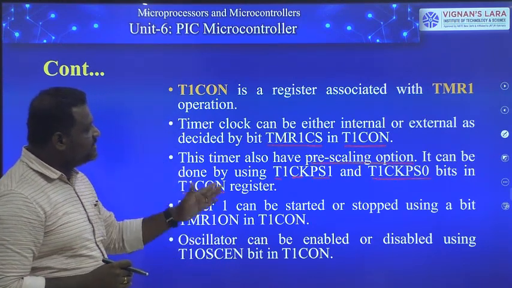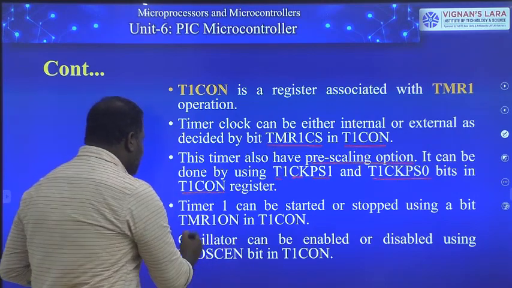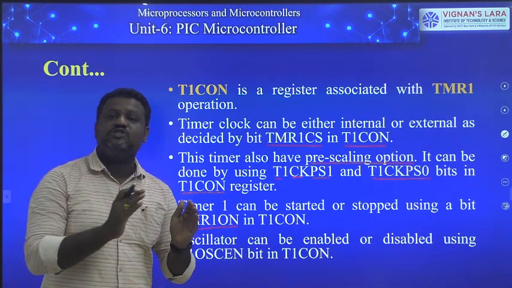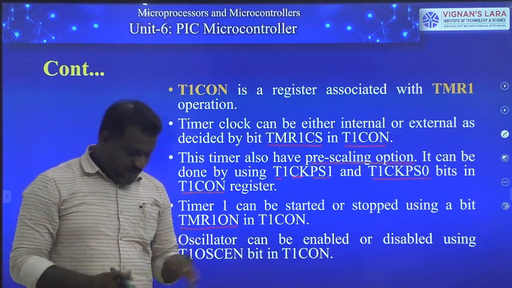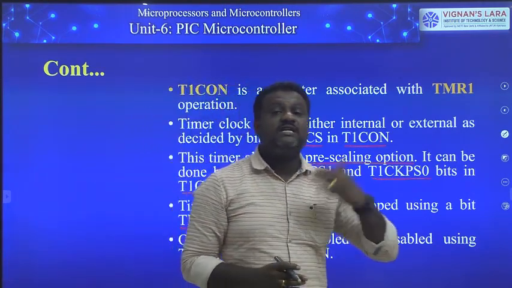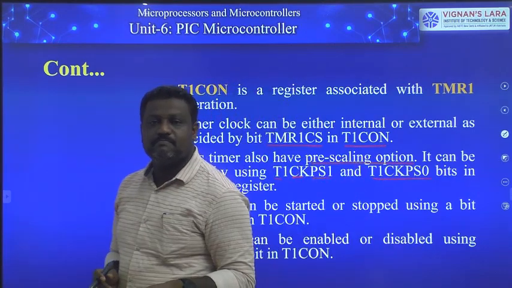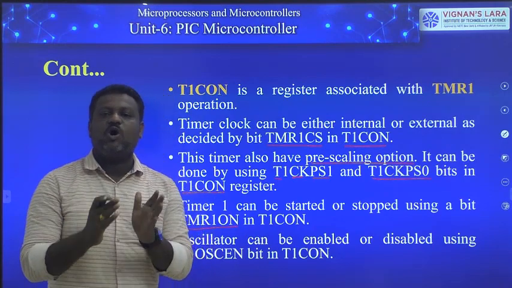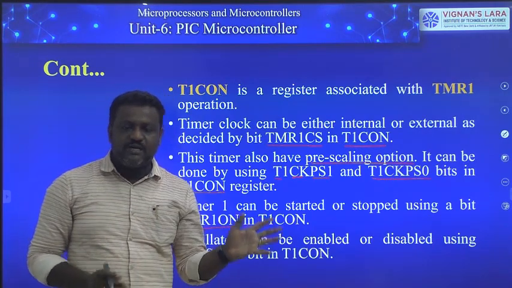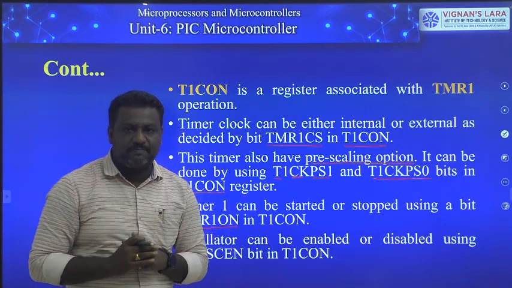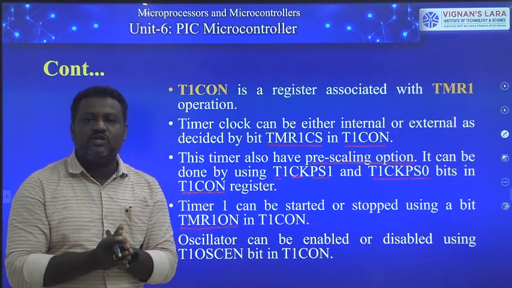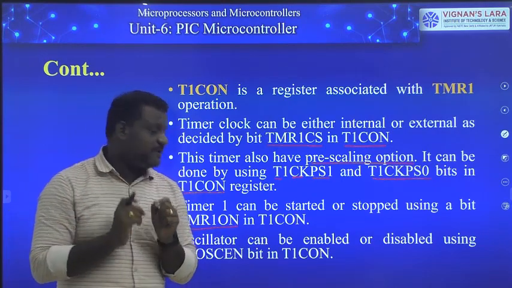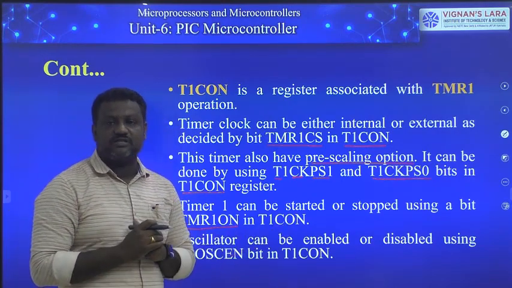Next, timer 1 can be started or stopped by using a bit called TMR1ON. Again, it is present in the T1CON register. That means in order to start or stop counting of clock pulses by your timer 1, with the help of the TMR1ON bit, if the bit is set to 1, your timer 1 starts counting of input clock pulses. If the bit is equal to 0, your timer 1 stops the counting of input clock pulses. This bit is also present in the T1CON register.